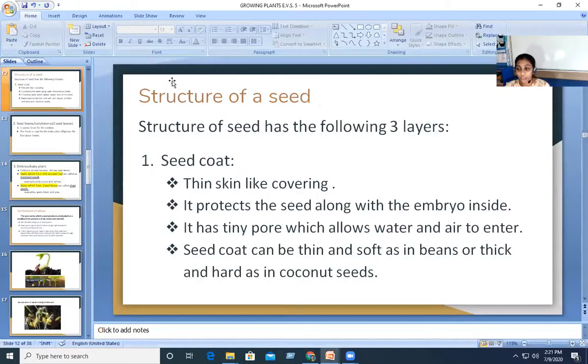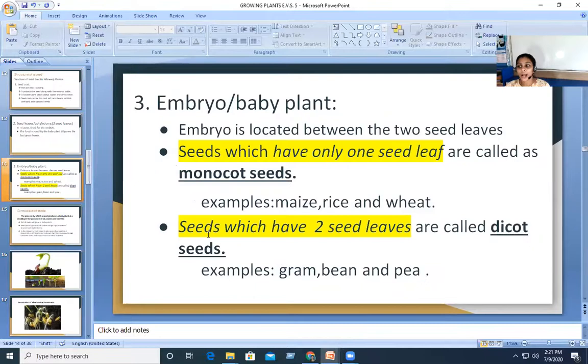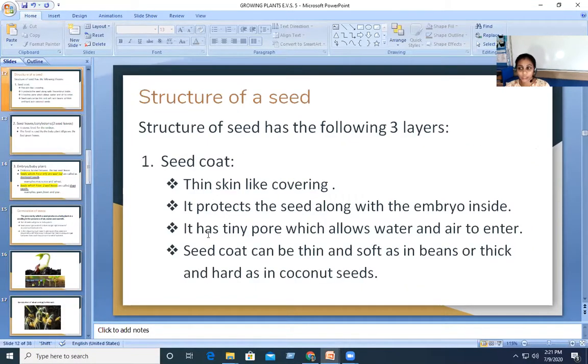The structure of seed, as you can all see here, is covered with a seed coat, and it has seed leaves and an embryo. So these are the three things which come under a seed. The structure of a seed has three following layers. The first layer is called the seed coat.